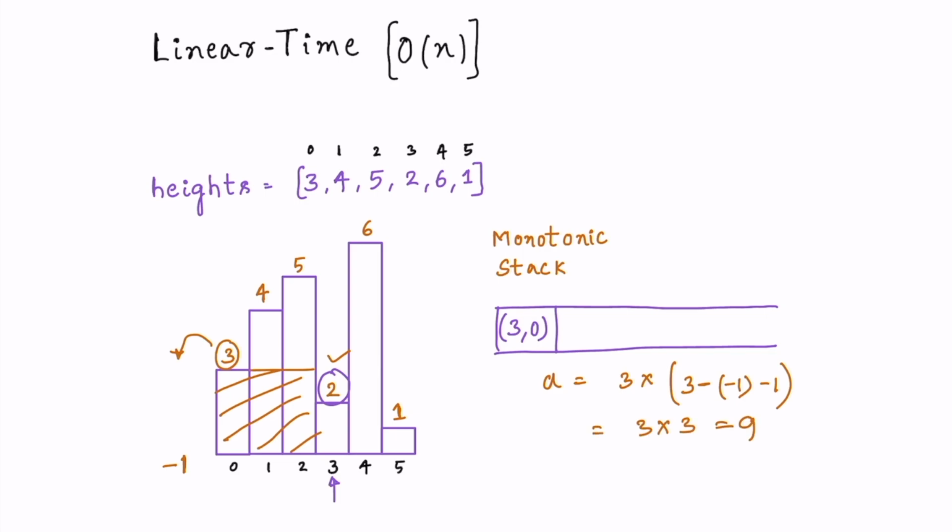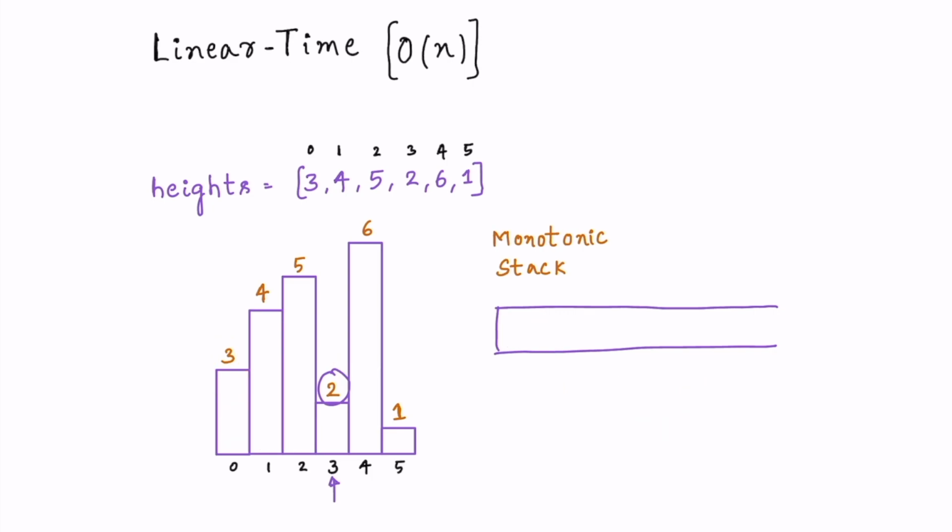Now we can remove this bar from the stack. As you may have noticed already, for the bar at the top of the stack as the minimum height, we can find the left edge and the right edge in just constant time, which is O of 1. Now that the stack is empty, we can add the current bar to the stack, whose height is 2 and index is 3. Next we go to index 4.